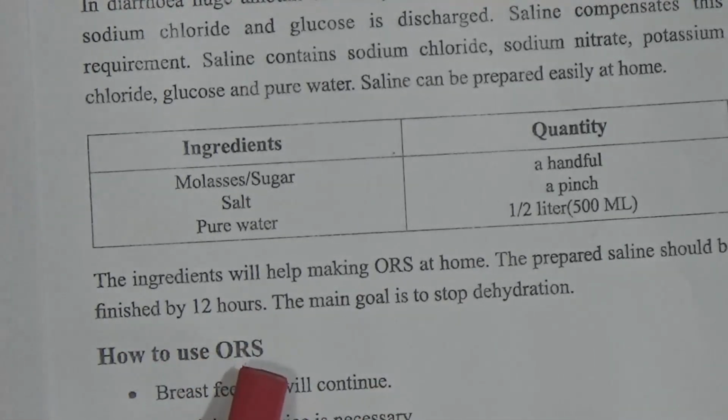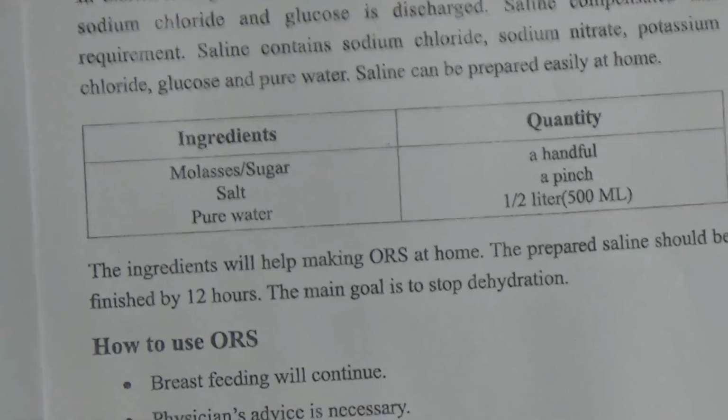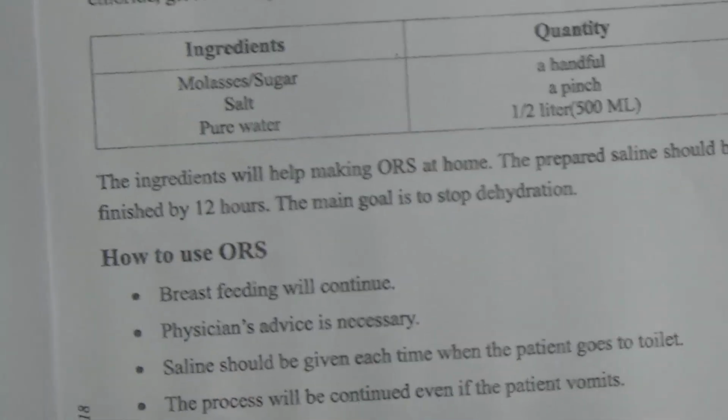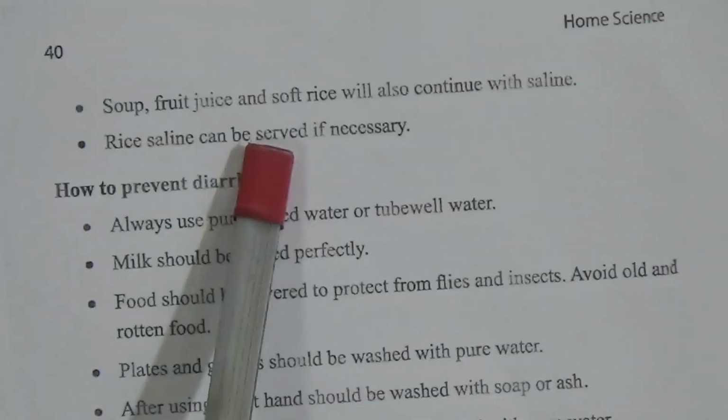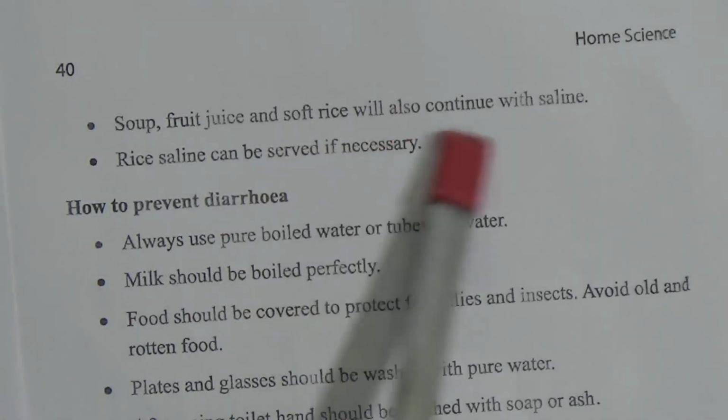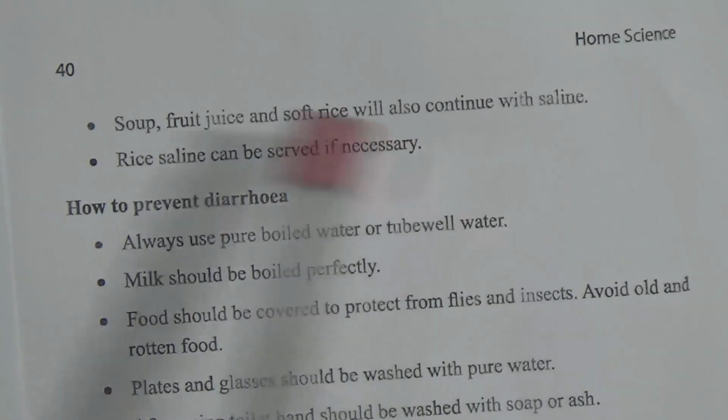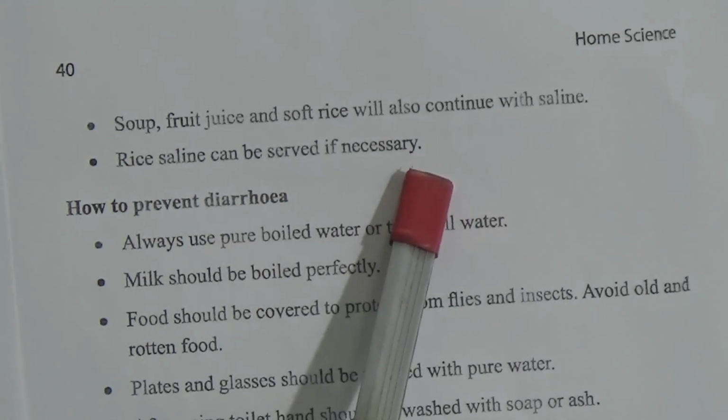How to use ORS? Breastfeeding will continue. Physician's advice is necessary. Saline should be given each time the patient goes to the toilet. The process will be continued even if the patient vomits. Now come to page number 40. Soup, fruit juice, and soft rice will also continue with saline. Rice saline can be served if necessary.